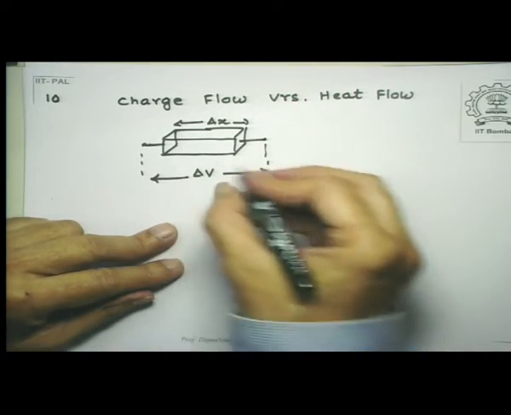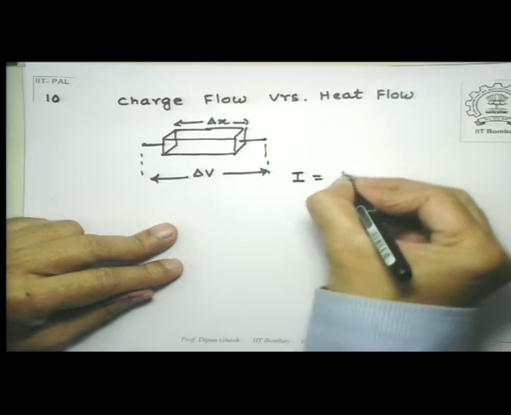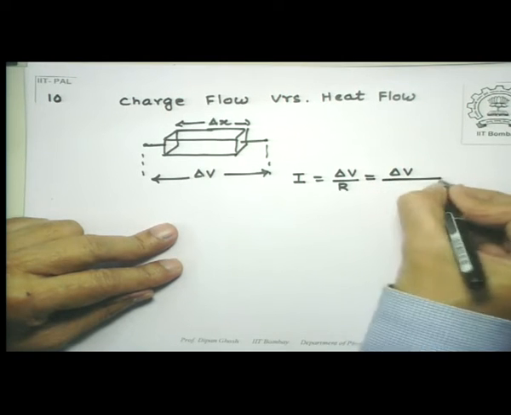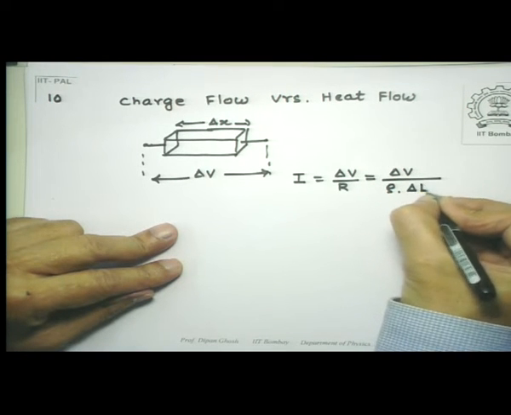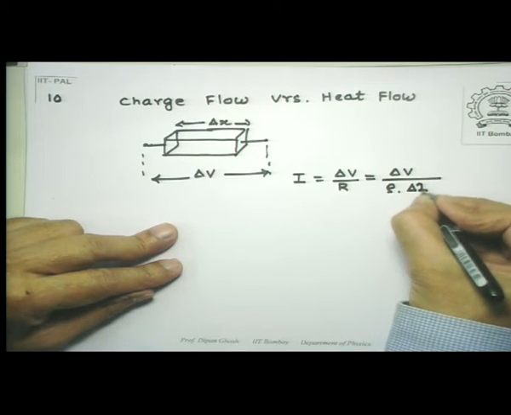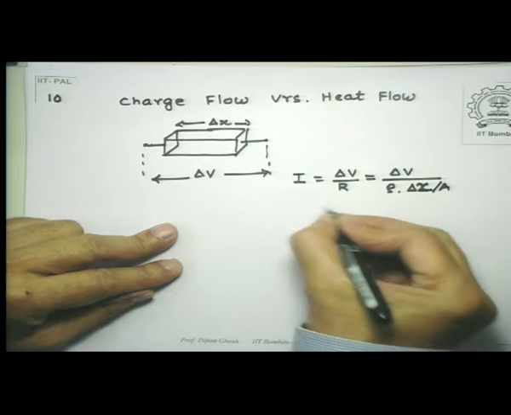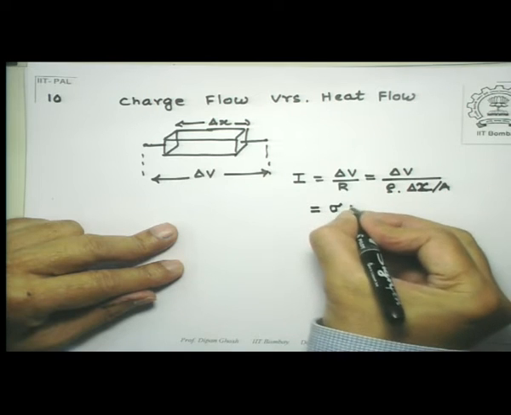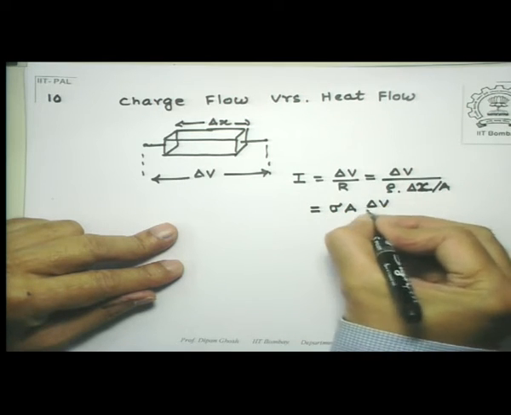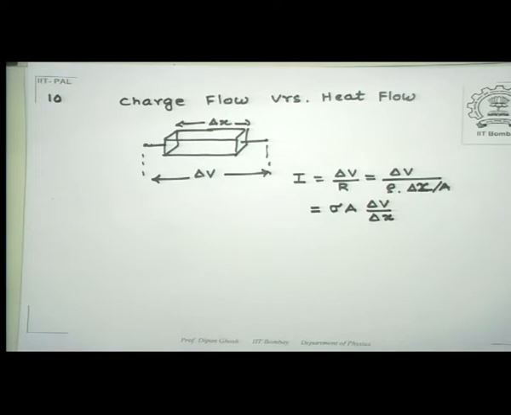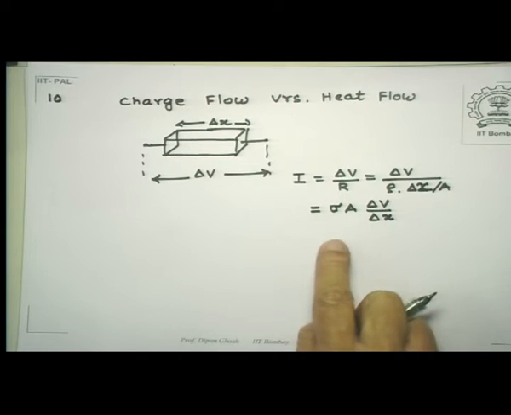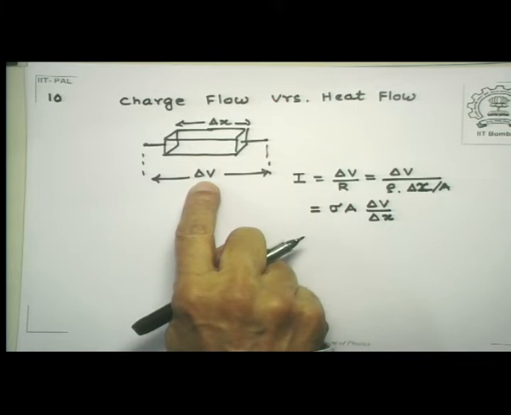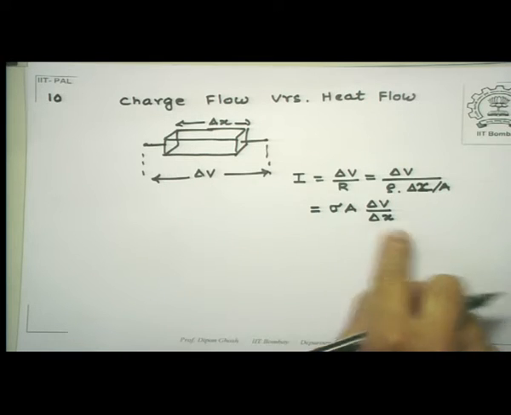Then by definition of resistance of the sample, I know my current I is delta V divided by R, which is delta V divided by rho times its length delta x divided by the area. And if you write it, remembering that 1 over rho is nothing but sigma, I get sigma A delta V by delta x. So notice that the current in this situation depends upon the gradient of the potential. Now, how does potential vary with distance?